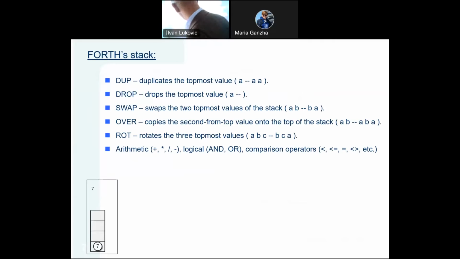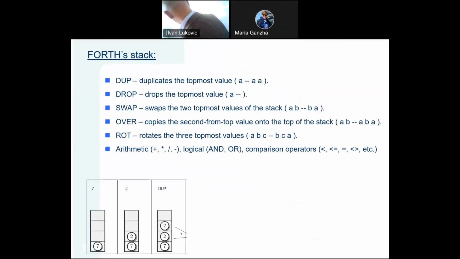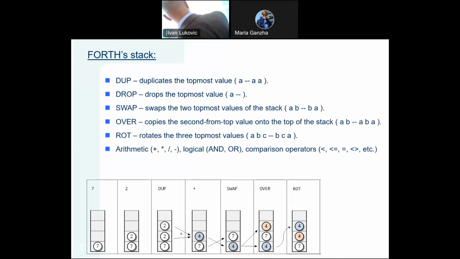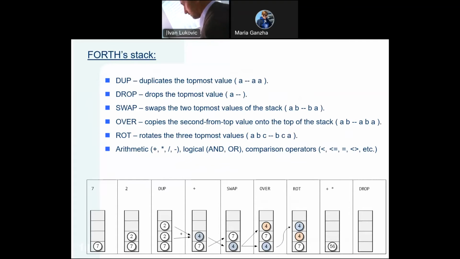So, for example, we have 7 on the stack, then we push 2 on the stack, then we duplicate 2, so we have two 2 values on the stack. We can add, so in reverse Polish notation, we put two operands and the operator after the operands. So we have the result, which is 4. We can swap the values. We can do over, so we copy the last one. We can rotate them, and we can perform summation. And so it will give 8, and 8 times 7 is 56. So this is the example. And we can drop the value from the stack.